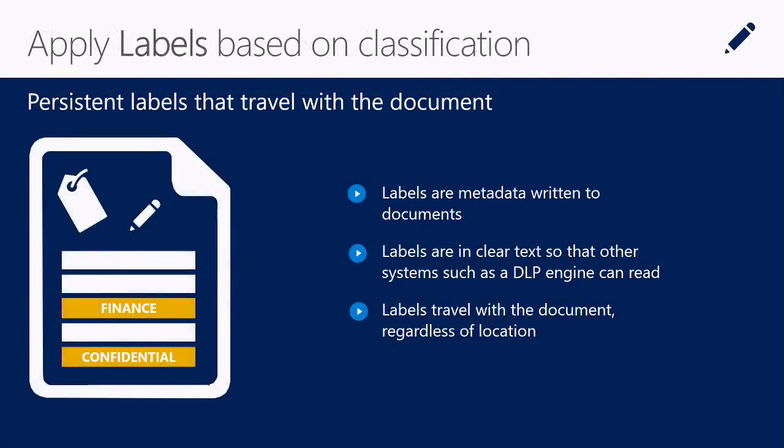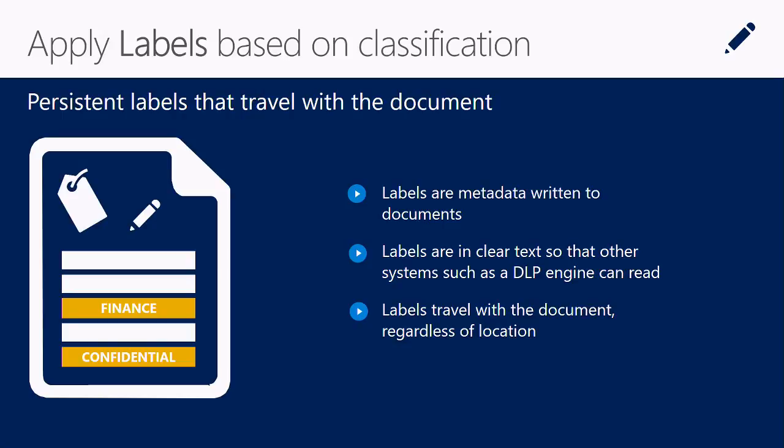So when we apply a classification to a document, it labels that document or that email with that classification. And the labels are persistent pieces of metadata that travel with the document. So when I click the confidential classification on a document, I will write the metadata to the custom metadata field. If it's an email, I'll write the metadata to the mail header. And we write those labels in clear text.